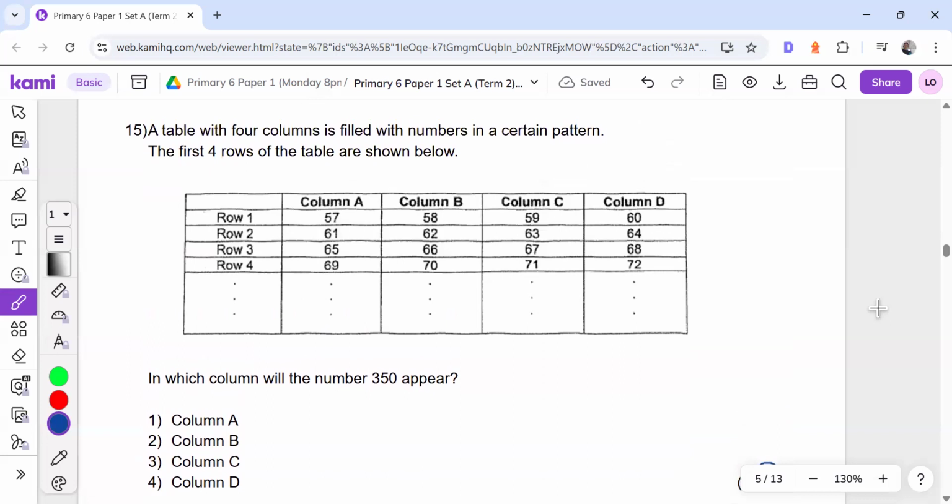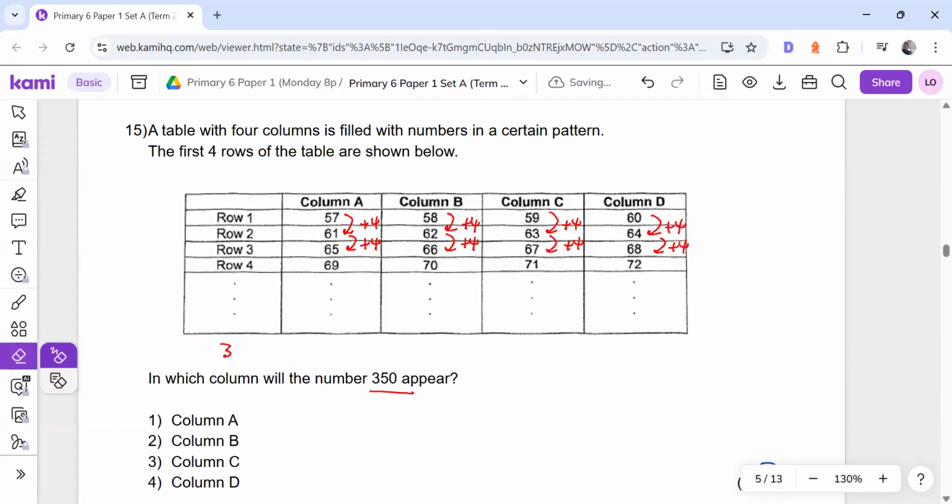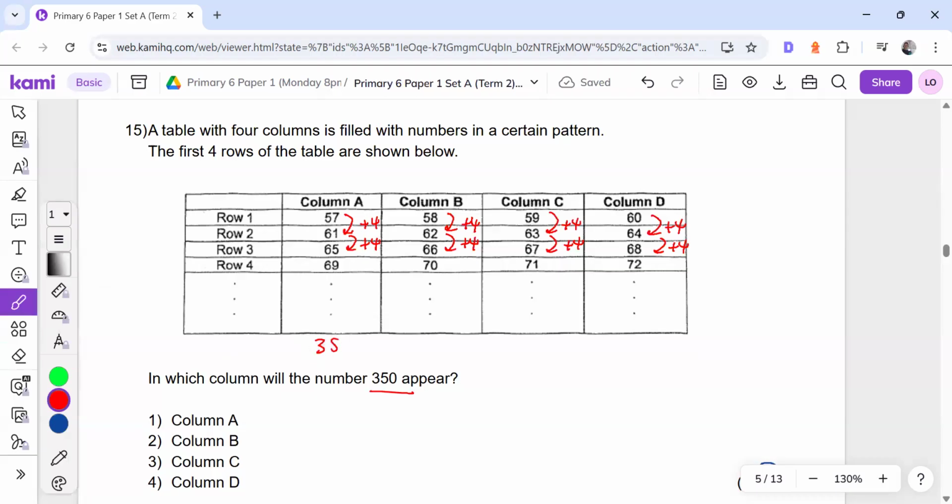Now, if you see a table like this, what do you do? You go and find the pattern. You find the increase: plus 4, plus 4, plus 4, right? And then column B, the same. Column C, same. Column D, also the same. So where is your 350? Is it in column A, or column B, or column C? Which one? We are going to find out how to do that.